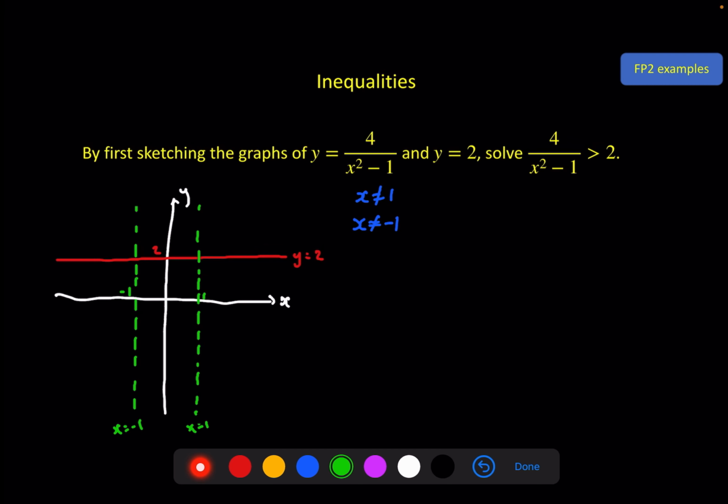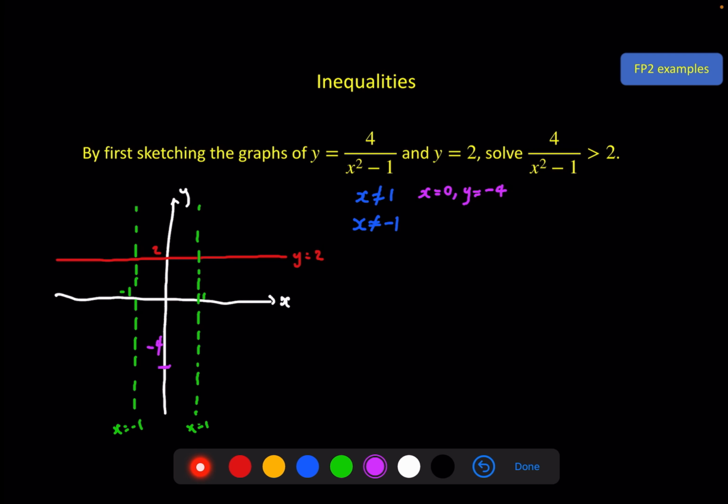That's not all that useful just by itself. I don't know the shape of the graph yet. I need to keep going. So let's think of intersection points. When x is 0, what happens? So if we put x is 0 into here, we get minus 4. So when x is 0, y is minus 4. Okay, that's down here somewhere.